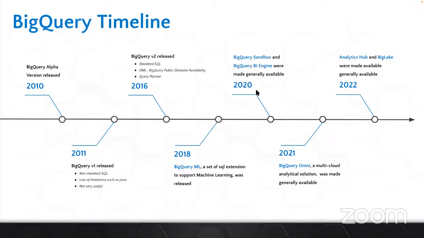And then there were other additional things which were added in BigQuery: BigQuery Sandbox, BigQuery BI Engine. So these are some of the interesting things. When I'm giving a walkthrough of the UI, it will make more sense to relate what exactly these are, but they are very helpful in integrating with business intelligence tools. So we'll look into that.